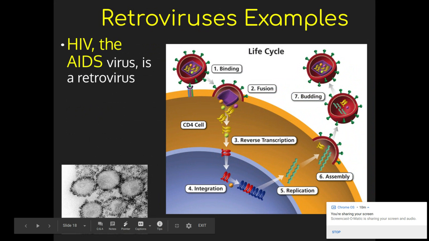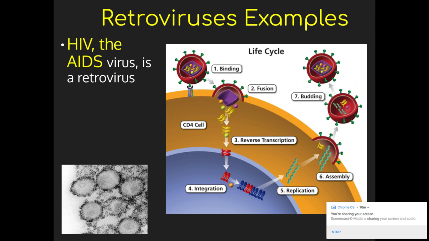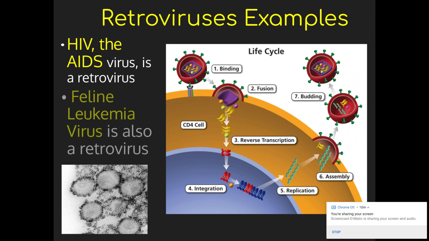Okay, so two examples of this are HIV, which is the virus that causes AIDS. Okay, and then feline leukemia. So if you've ever had a kitten, the first thing they test is if they have this type of cancer, which is caused by the virus.